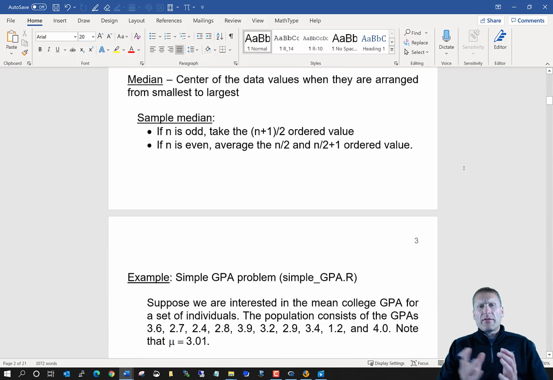Now, another measure of centrality with respect to a particular variable and the observed values is the median. All that the median is, is the actual center of the data values when they are ordered from smallest to largest. Because you might have an odd number or an even number of these values, you have different expressions for them. If n is odd, then we simply take the (n plus 1) divided by 2 ordered value. If n is even, find the n divided by 2 value, find the n divided by 2 plus 1 value, and take their average.